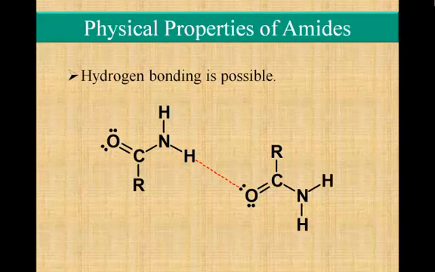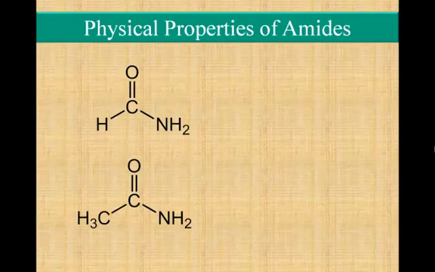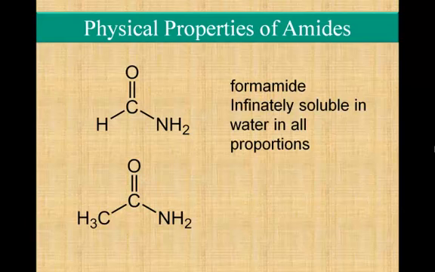Amides are also polar molecules. They're capable of hydrogen bonding with each other, and they're capable of forming networks of hydrogen bonds with each other, and dimers, just like the carboxylic acids were. Let's have a look at a couple of small amides. Our first amide is a derivative of formic acid, so this molecule is called formamide. Formamide, pretty small molecule, and it's infinitely soluble in water in all proportions.